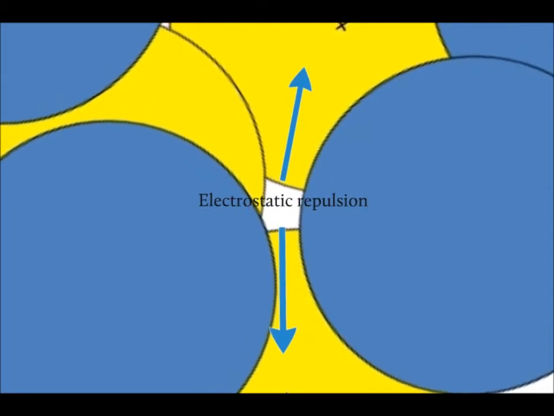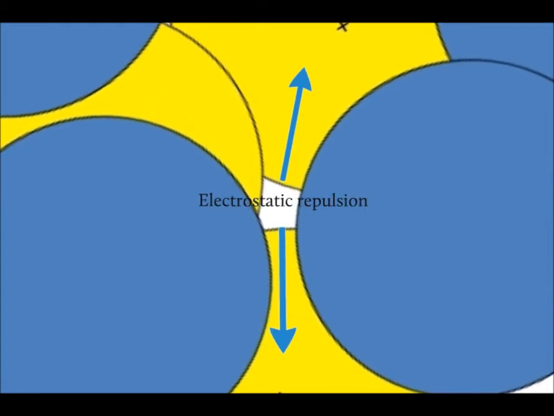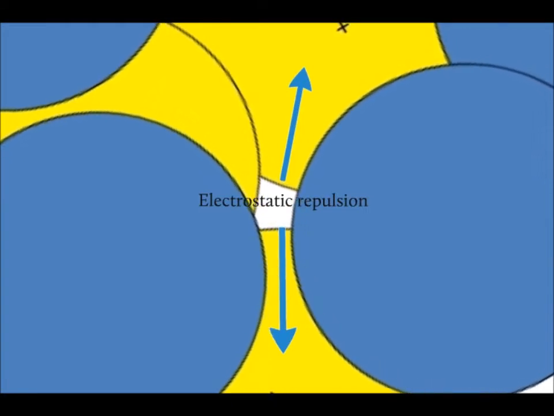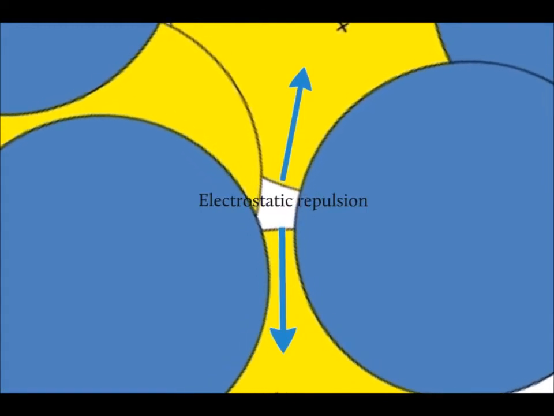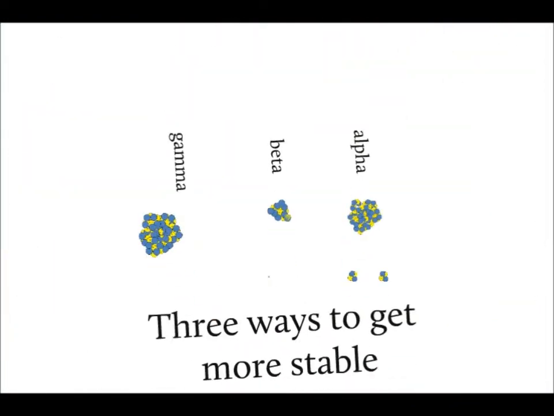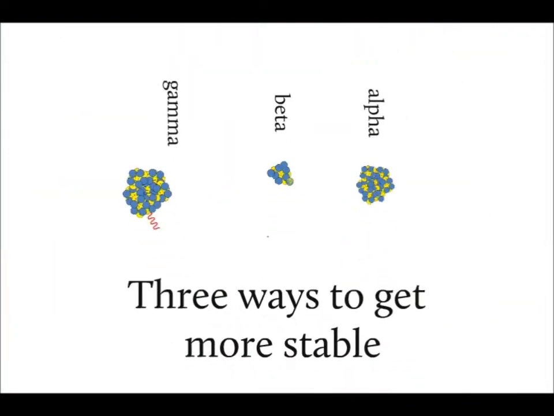Now this makes all the nuclei slightly wobbly, and if you get a really big nucleus, or one with the wrong mix of neutrons and protons, it becomes unstable, and that's what we call radioactive. Now, nuclei have got three possible ways that they can try and get more stable: alpha, beta, and gamma.